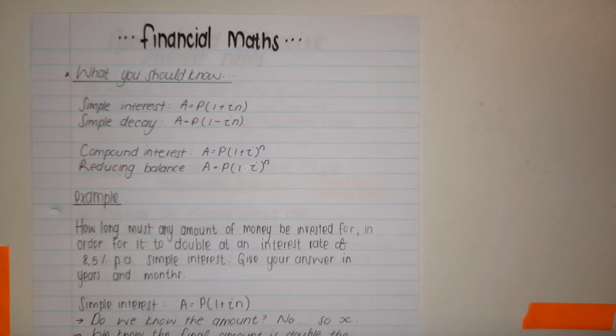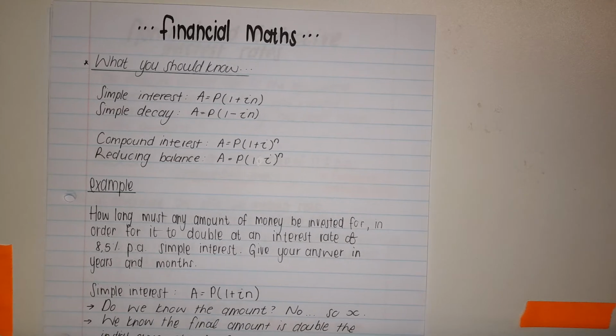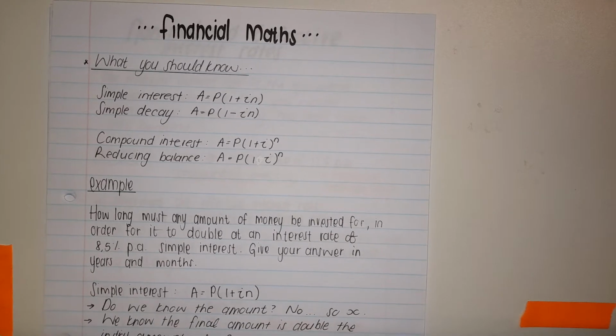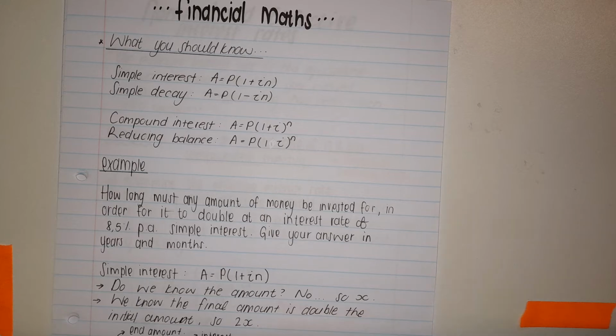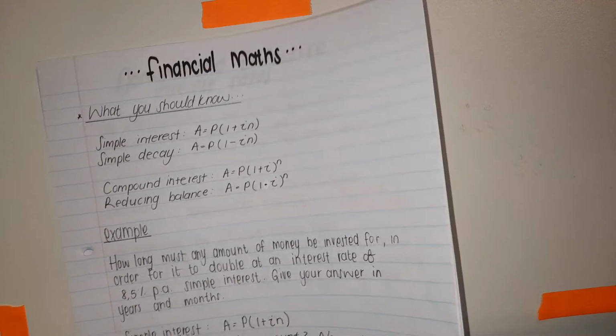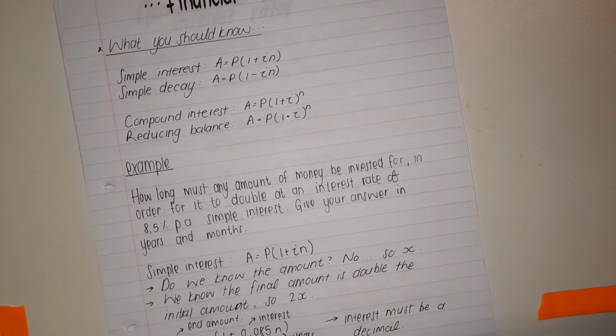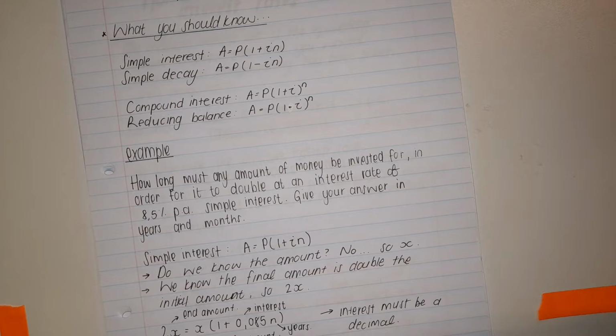Okay, financial maths. Today we are starting on the topic about that, but before we go into the new things, let's talk about what you should know already. You should already know simple interest, simple decay, compound interest, and reducing balance. Those are formulas that you've used in grade 10 and grade 11, so it shouldn't be anything new to you.